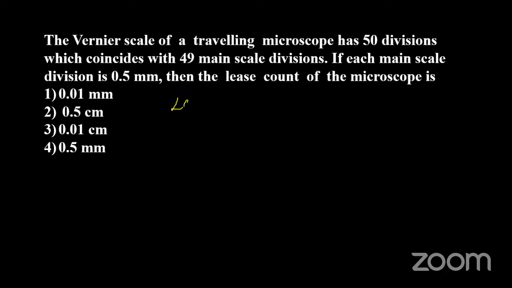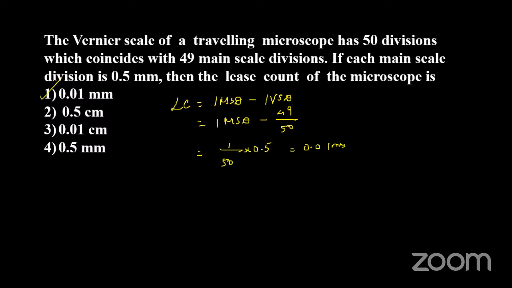Least count is the value of one main scale division minus one vernier scale division. What is the value of one main scale division? 1 MSD. What is the value of one vernier scale division? 49/50. So this will be 1/50. Now each division, how much is it? It is given as 0.5. This will be 0.01 mm. Option 1.